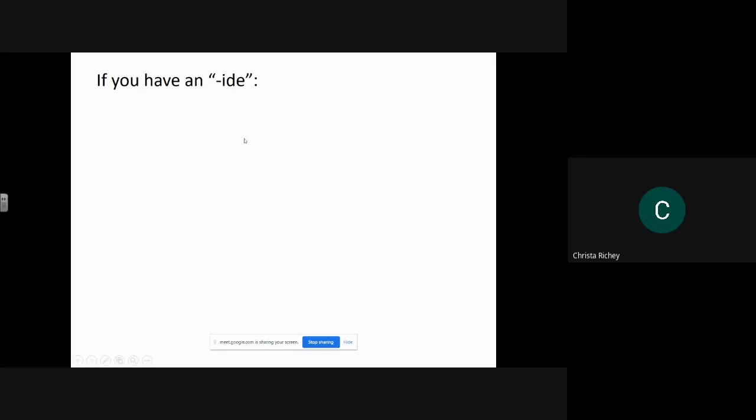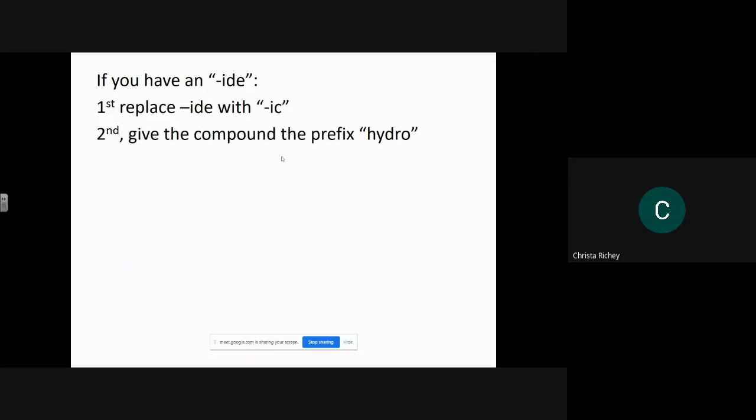So if you have an ide, you're going to, most of the time, just replace it with ic. So nitride would be nitric. Now there's a couple of weird ones in that, sulfur and phosphorus. Can't remember if I go over that or not, but if I don't, I'll come back and explain it. I can't write on the screen. I'm at home right now. Not that I can write on my smartboard, but I'm just trying to talk you through this.